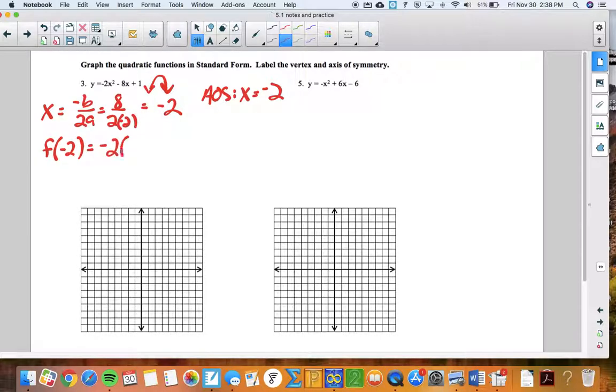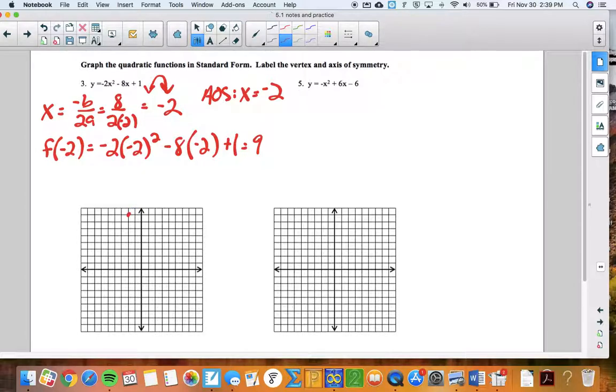So negative 2 times negative 2 squared. Notice I'm just substituting negative 2 into the original equation up top. We get 4 times negative 2 is negative 8, plus 16 is positive 8, plus 1 is 9. So right now, I hope the vertex occurs at negative 2 comma 9. So left 2, up 9: 2, 4, 6.